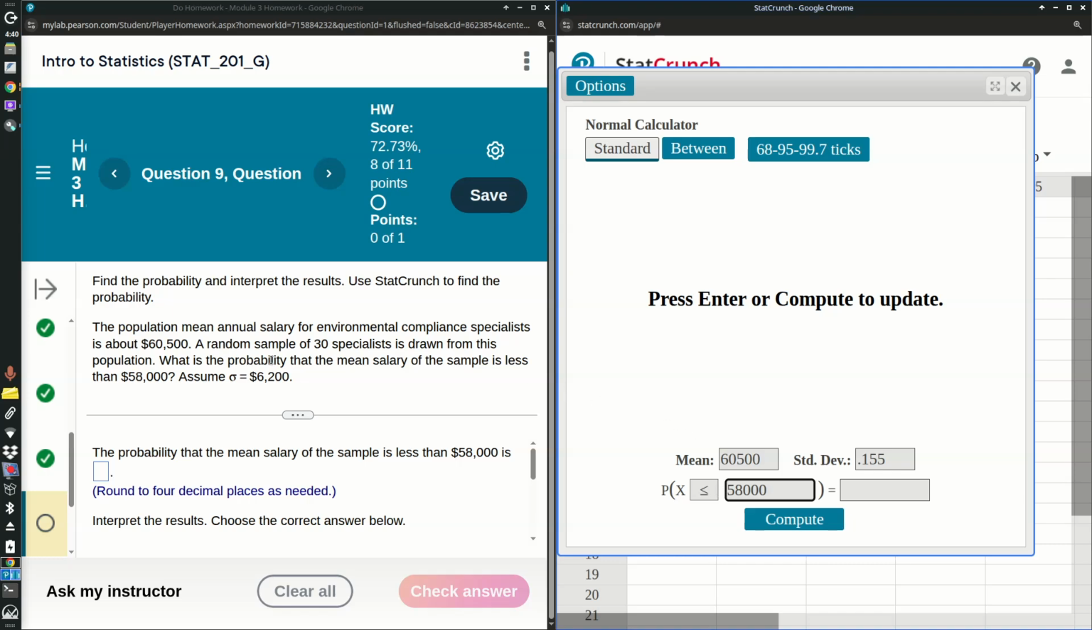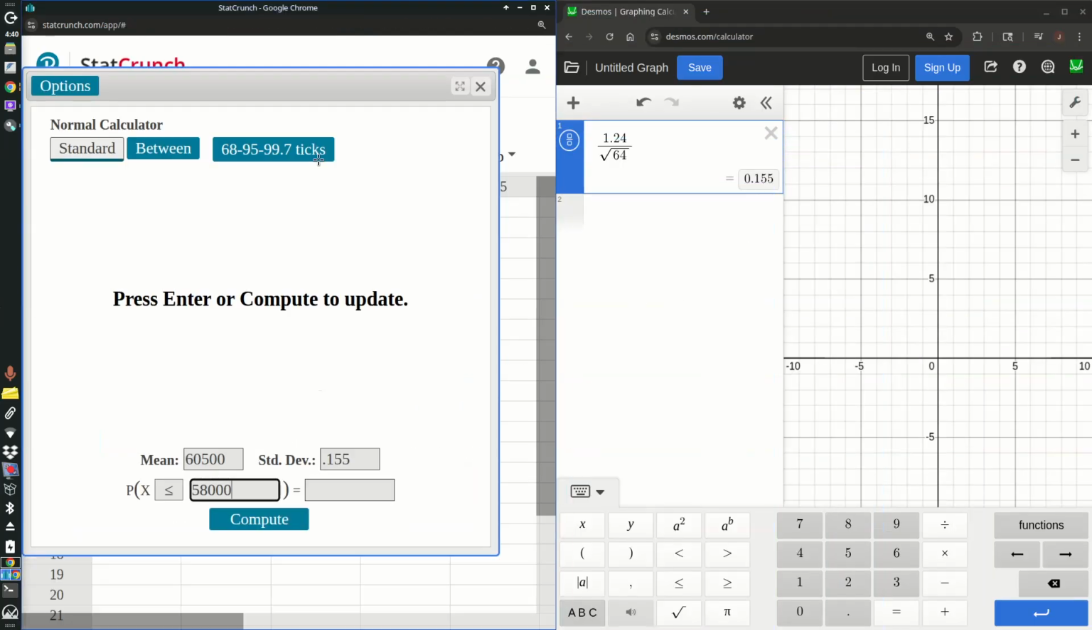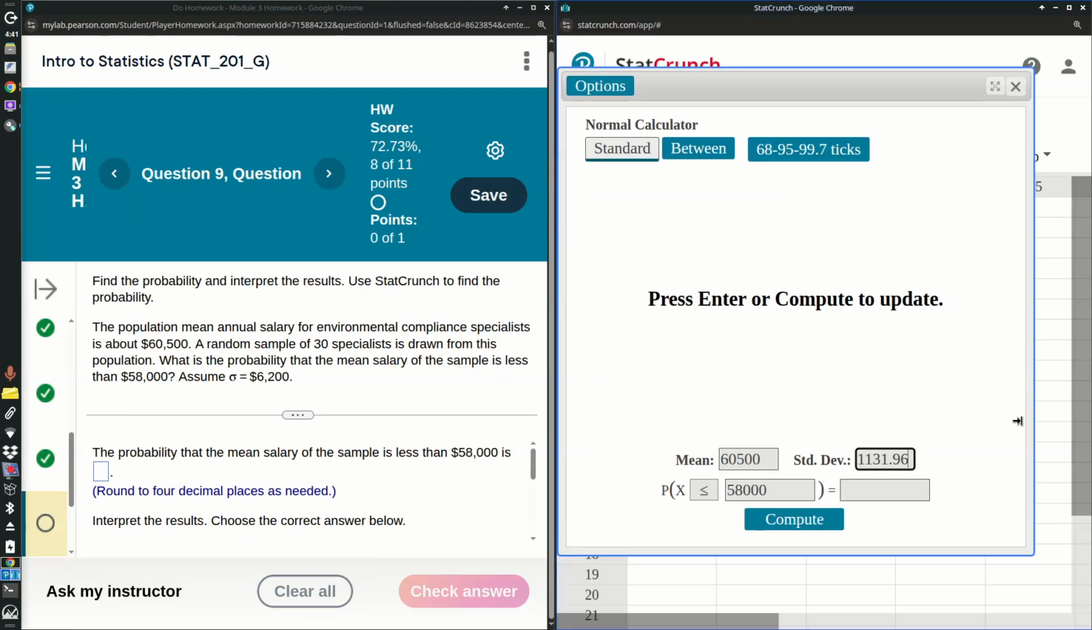We have to figure out, for our probability first, the sampling standard deviation, which is 6,200 divided by the square root of 30. So we're going to go ahead and do that. 6,200 divided by the square root of 30. And then we enter that here, and then we compute. So that's going to be 1131.96. That looks close enough to me. And then we should be able to compute and use that in our problem.